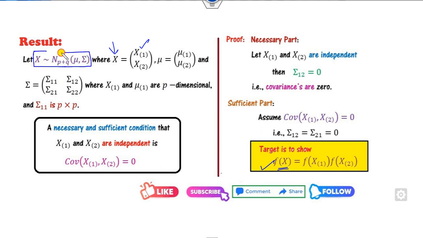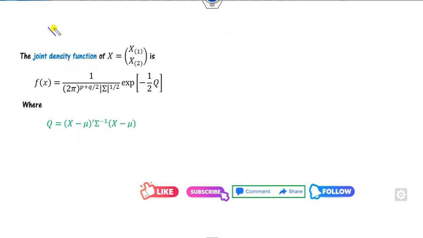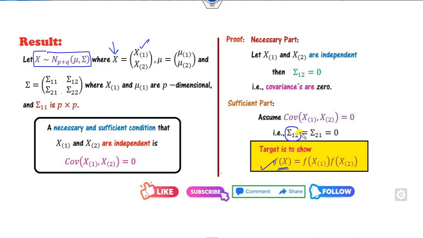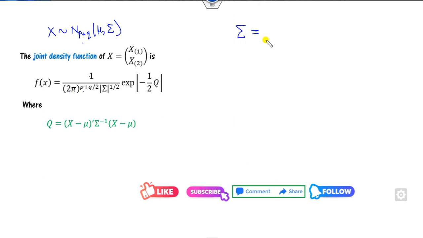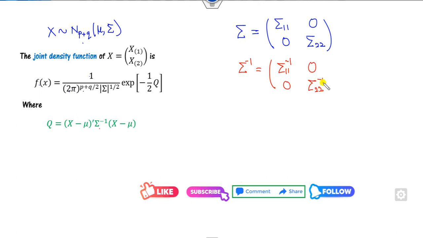Since x follows a multivariate normal distribution with p plus q dimension, mu and sigma, therefore f of x will be 1 over 2 pi to the power of this dimension. Now remember, what is my covariance matrix here? Sigma 1 2 and sigma 2 1 are both 0. So therefore this value will be sigma 1 1, 0, 0, sigma 2 2. Now what is the sigma inverse? Sigma inverse will be sigma 1 1 inverse, 0, 0, sigma 2 2 inverse.